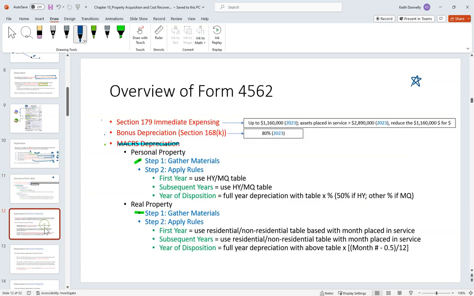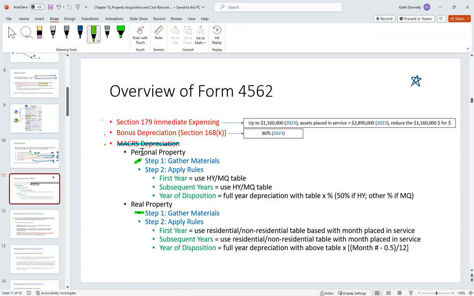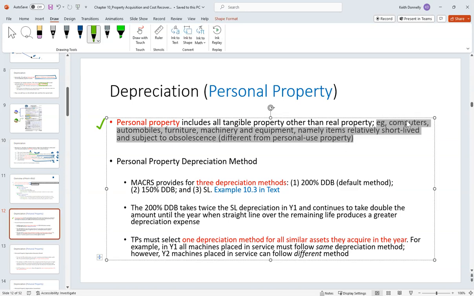So let's start with personal property, right? We're right here, we're starting with personal property. This is, like I said, going to be things you use in a business, like a computer, an automobile, furniture, machinery, equipment. The general rule for the methods, right? So we get to step one, collect our items.